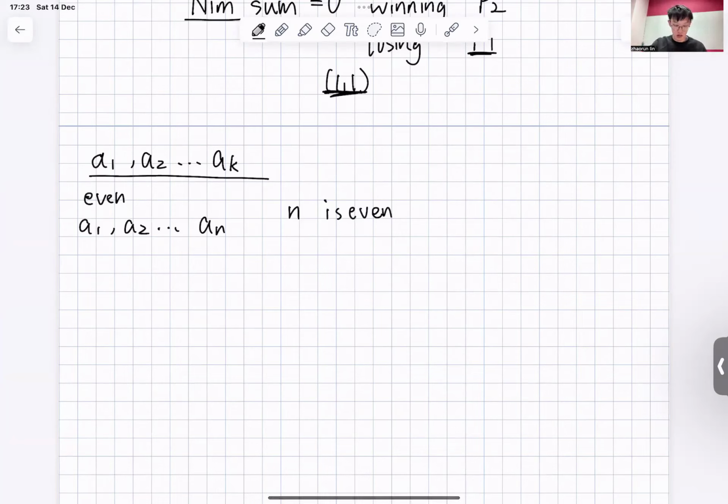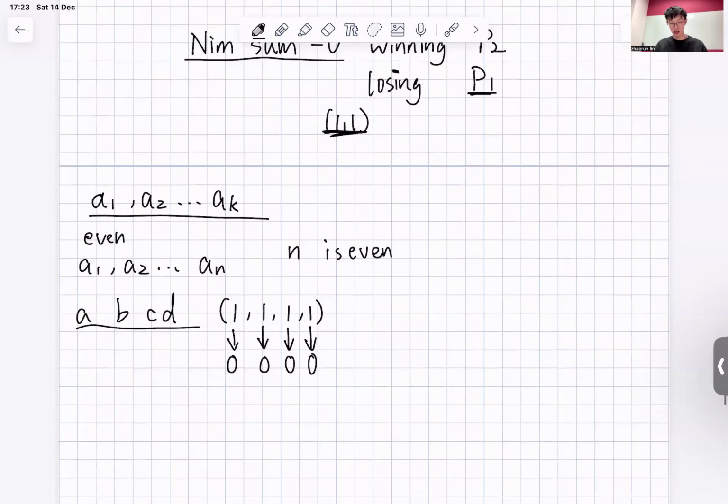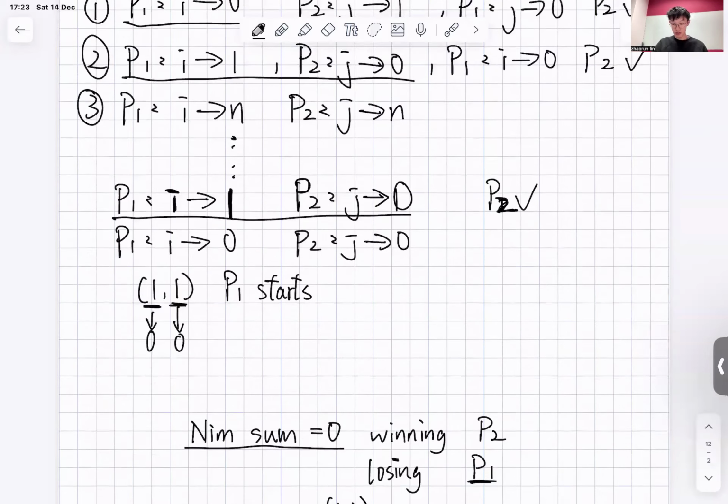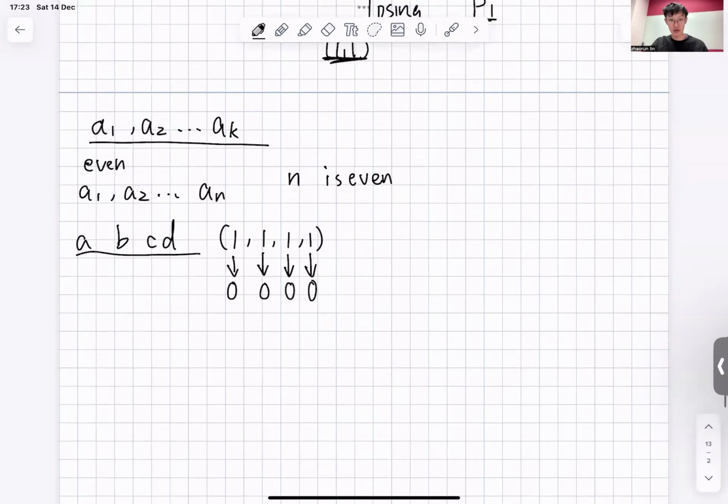let's consider 4 numbers. They're all 1, because we only consider the corner case 1. So player 1 will reduce this to 0, player 2 reduces this to 0, player 1 again reduces another to 0, player 2 reduces to 0, and player 1 wins. So you see that if there are an even number of heaps, then player 1 wins. If there are an odd number of heaps, then player 2 wins.